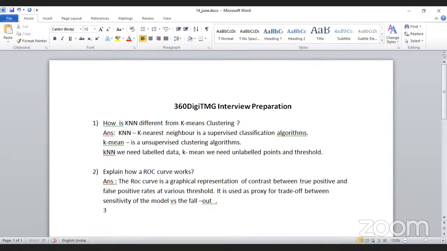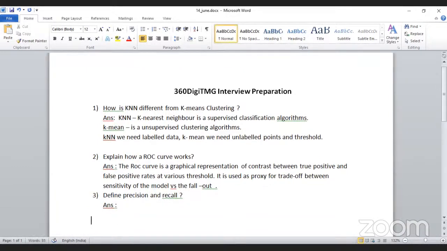My next question is, define precision and recall. What is precision and recall?